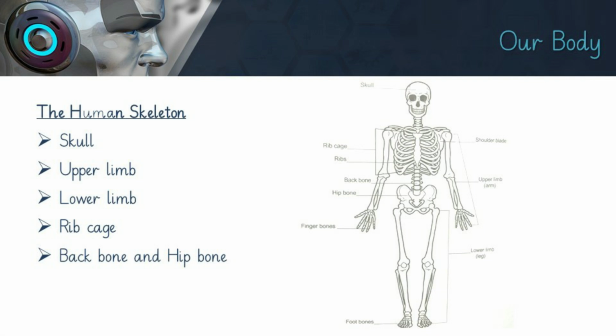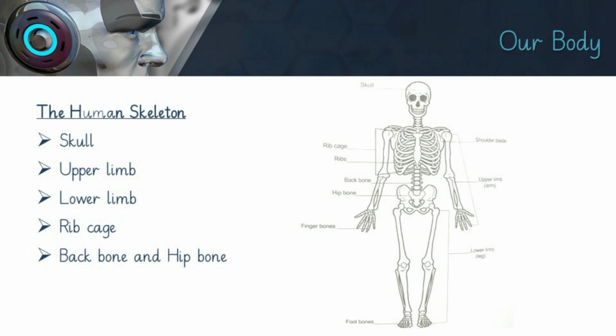The human skeleton. Children, you can see the label diagram of human skeleton on the very right side. Some main parts of human skeleton are skull, upper limb, lower limb, rib cage, backbone and hip bone. Starting from skull. Skull is hard and tough. It encloses brain. Brain is a delicate body organ, so it is protected by a skull. Skull is not a single bone, but different small bones fuse together to form skull.